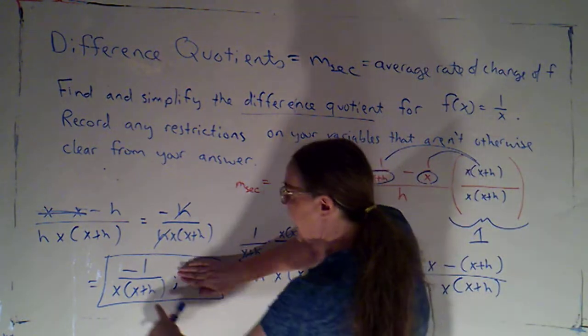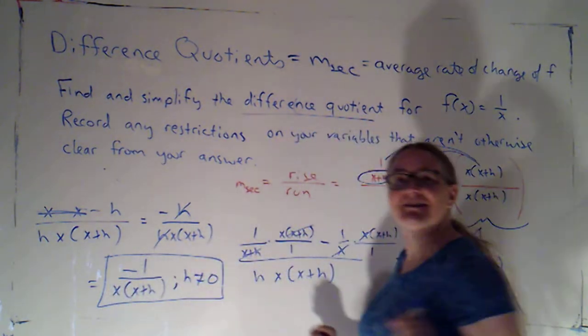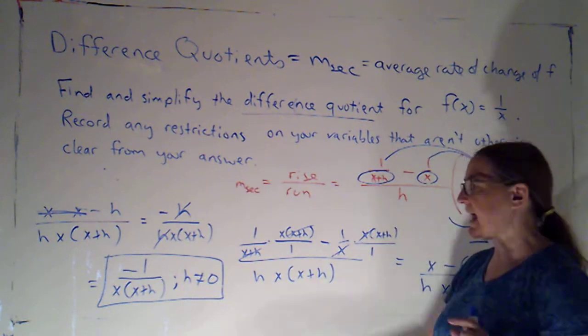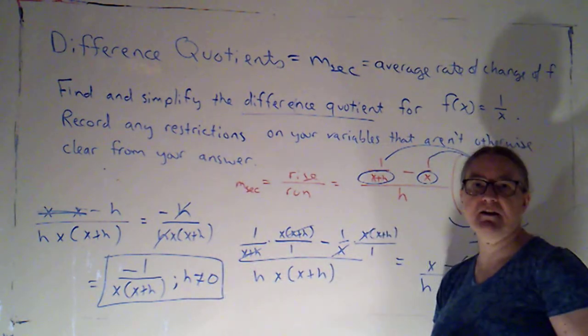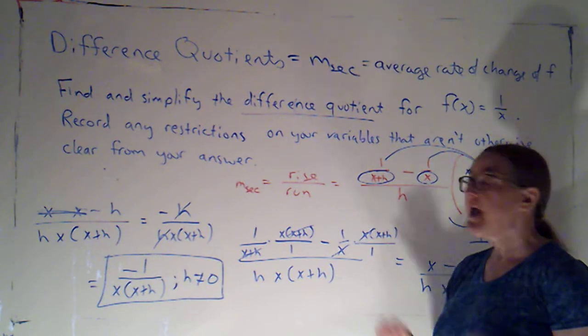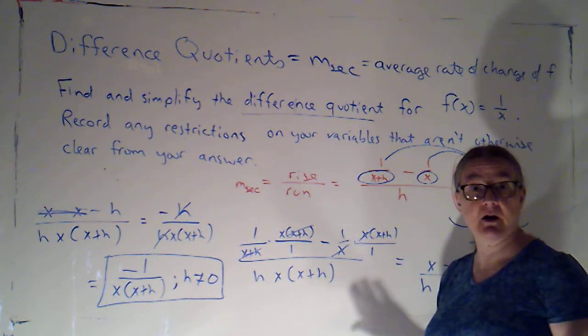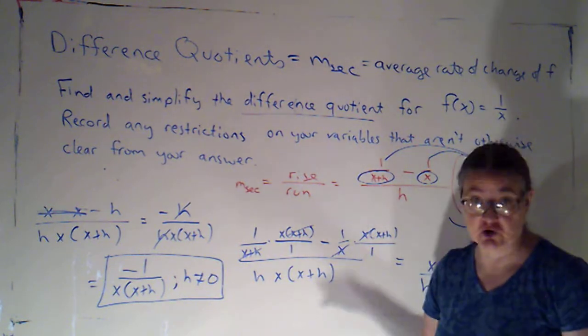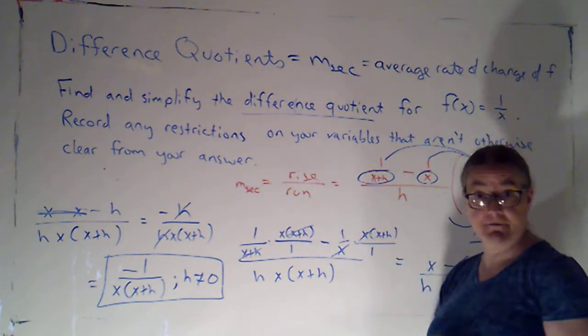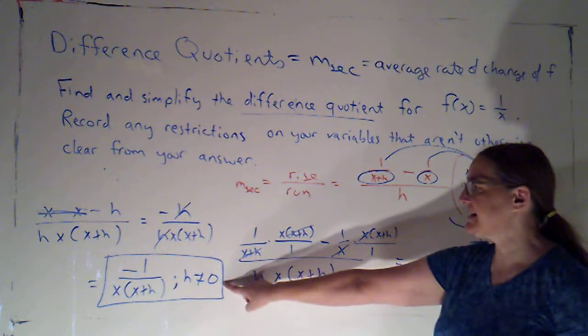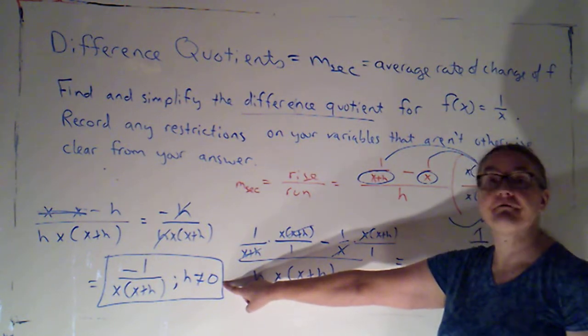If I look at this, I can still see that x and x plus h can't be 0. But I have to explicitly record that h isn't 0. Now, if you want to also tell me that x isn't 0 and x plus h isn't 0, I'm fine with that because it's true. So if you want to record all of your restrictions, that's fine, but this is the one that it would be necessary for you to record.